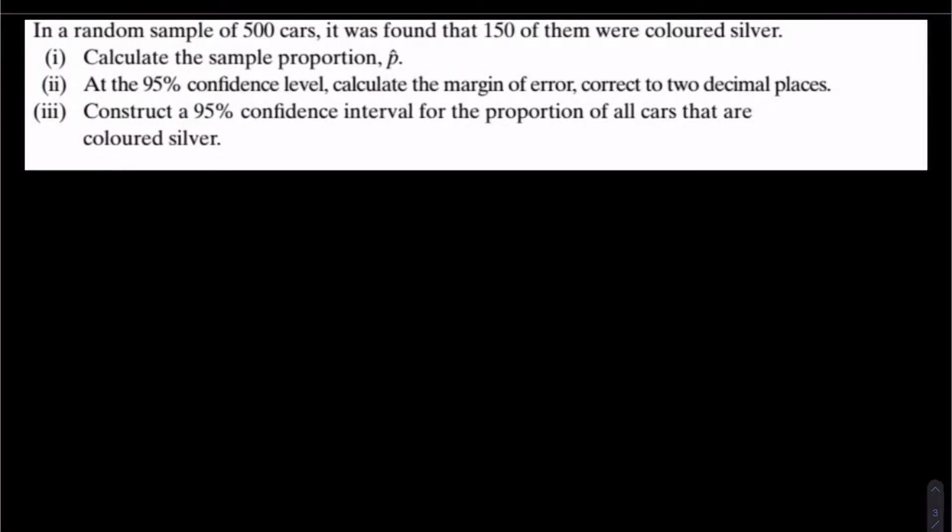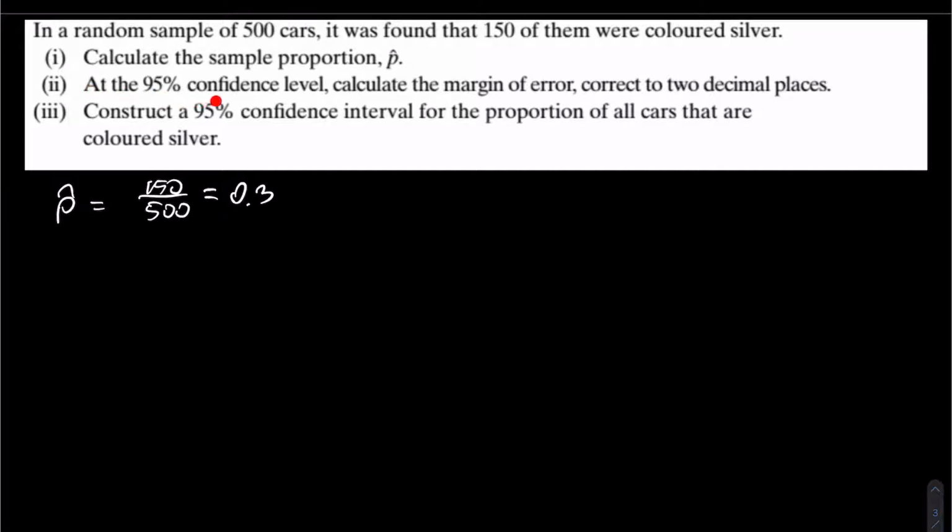In problem number one, we're looking at a random sample of 500 cars. It was found that 150 of them were colored silver. We have to calculate the sample proportion p hat. So to do that, p hat is equal to 150 over 500, and that's the same as 3/10, 0.3.